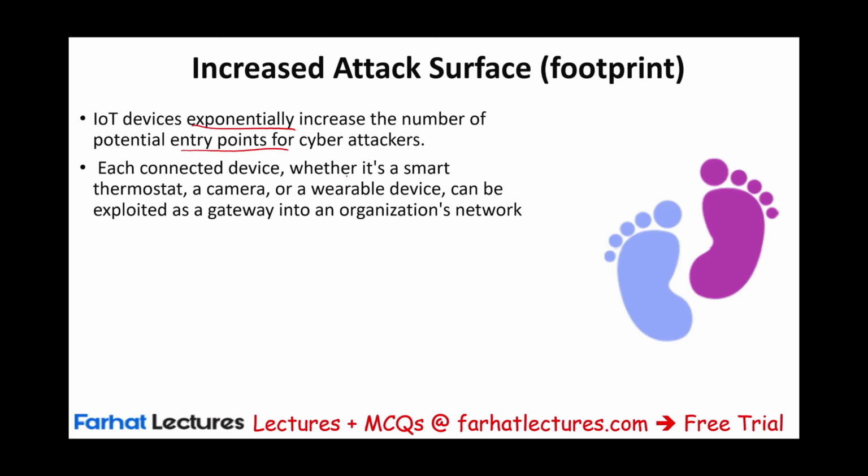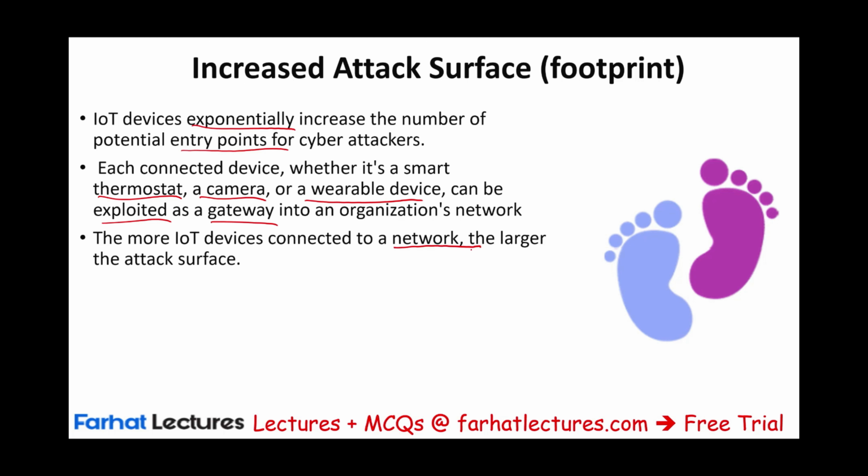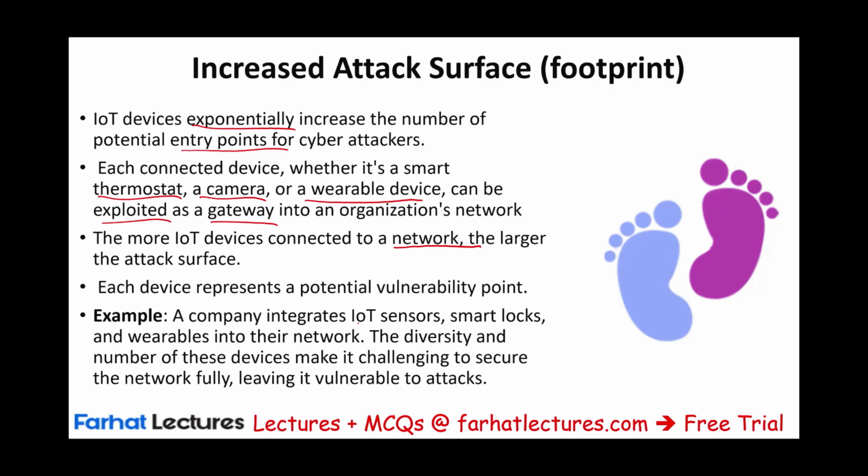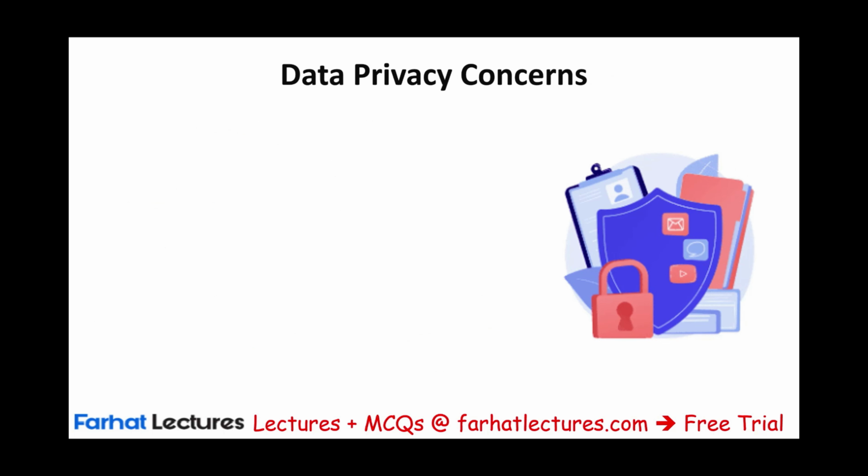So each connected device, whether it's a smart thermostat, a camera, or a wearable device, can be exploited as a gateway, as a door into the organization's network. So you're increasing those entry points. The more Internet of Things devices connected to the Internet, the larger the attack surface, because each device is a potential vulnerability point. For example, a company integrates Internet of Things sensors, smart locks, and wearable devices into their network. The diversity and the number of these devices is going to make it challenging to secure the network fully, leaving it vulnerable to attacks.